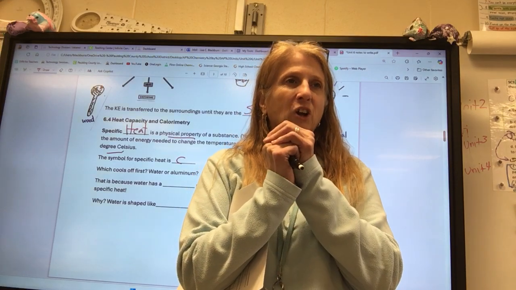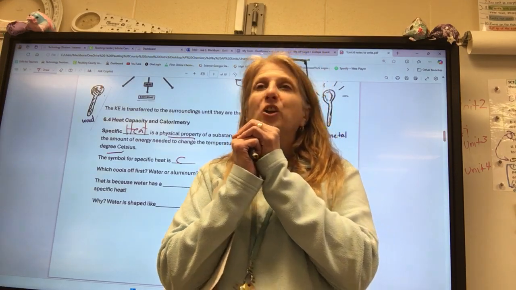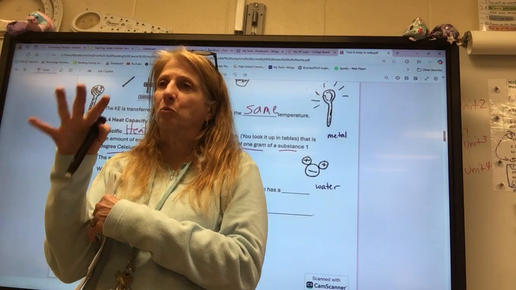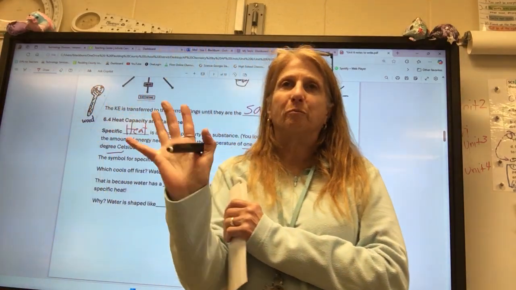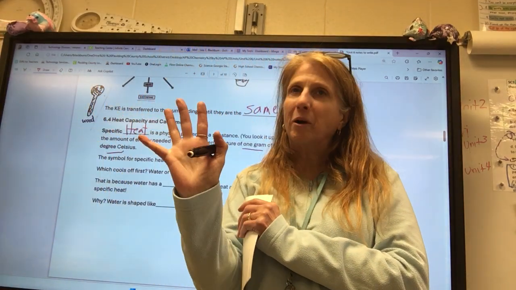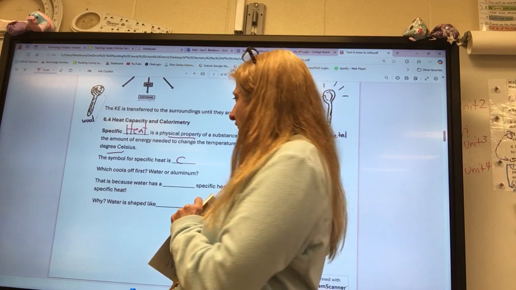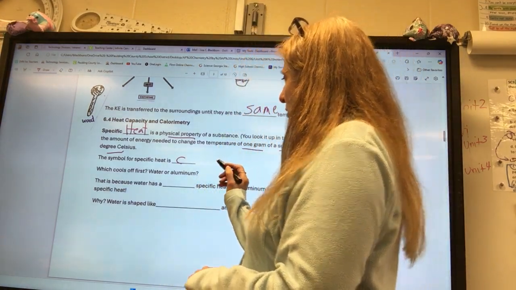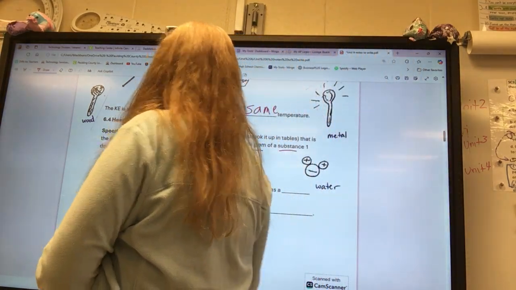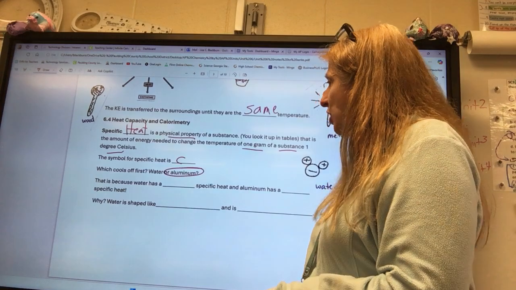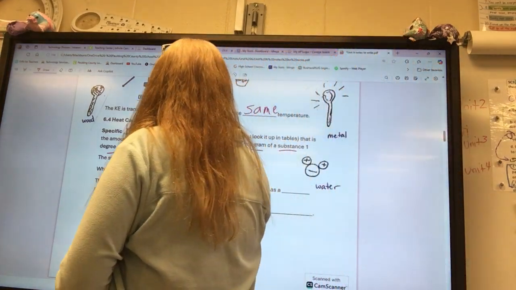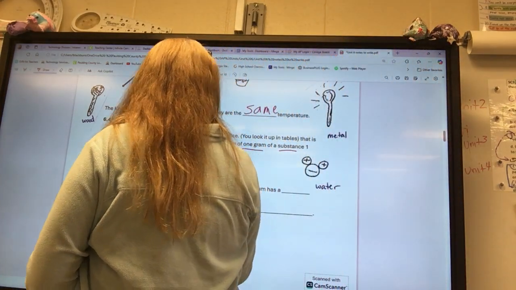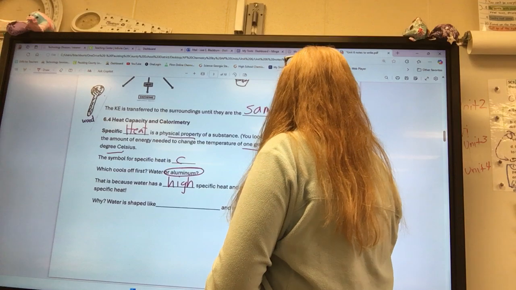Yes. The water is hot. You do not want to put your hand in water that was boiling 5 minutes ago. You will be burned. You're going to urgent care at that point. Which one cools off first? Aluminum. And why is that? Because water has a high specific heat and aluminum has a low specific heat.